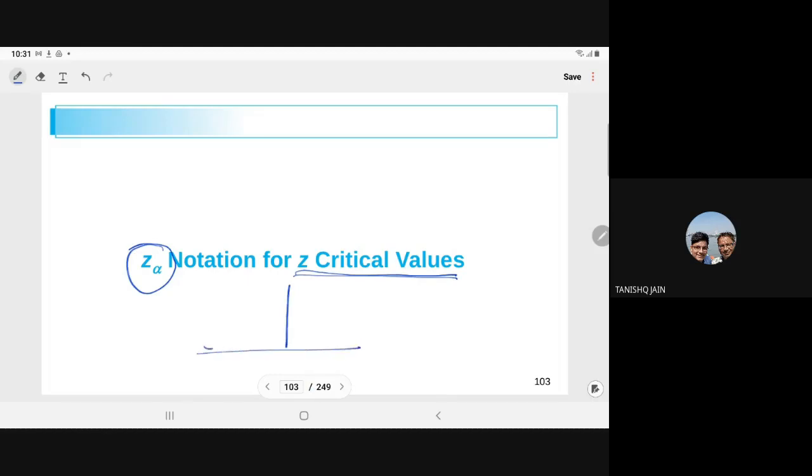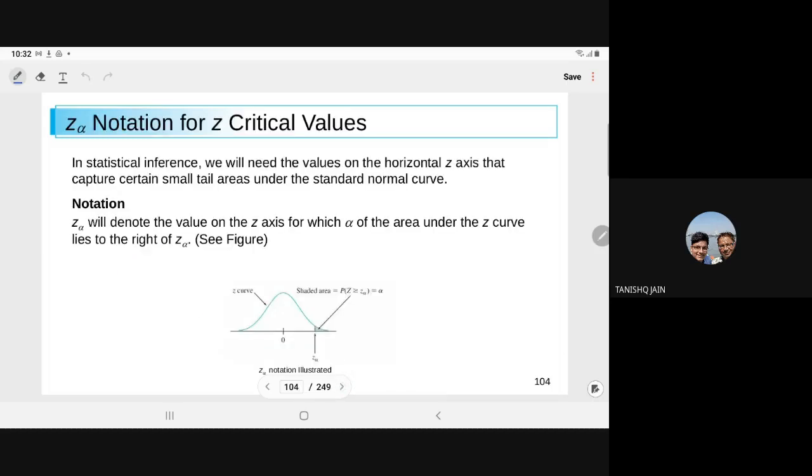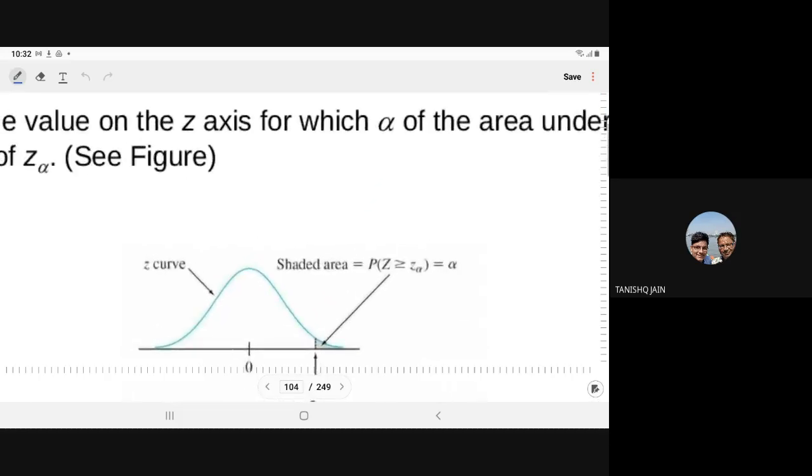The meaning of this notation is, if we have this curve, let's say this point is the Z alpha. This point represents that on the right hand side we have the alpha area. That point is known as the Z alpha. So Z alpha denotes the value on the Z axis for which alpha of the area under the Z curve lies to the right of the Z alpha.